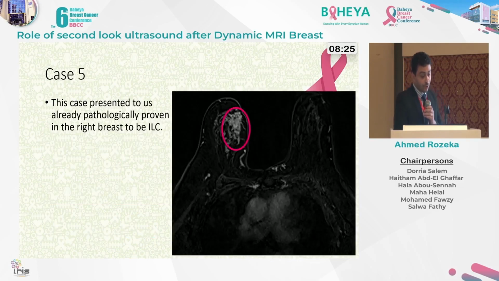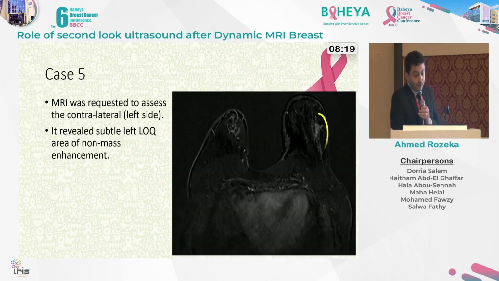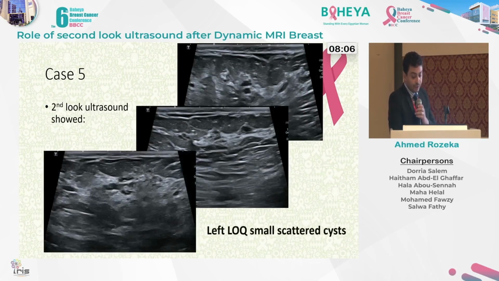This case presented to us already pathologically proven to be right breast invasive lobular carcinoma, as we can see the mass. MRI was originally requested to assess the contralateral side. It revealed a subtle left lower outer quadrant area of non-mass enhancement. Second look ultrasound showed some small scattered cysts in the anatomical area that was suspicious on MRI.